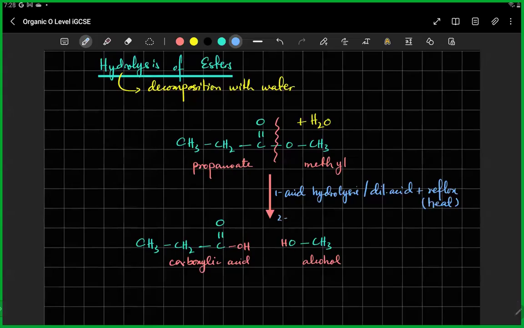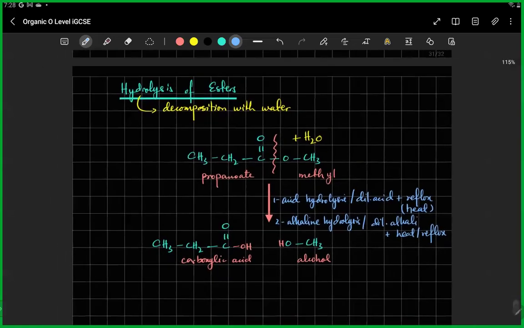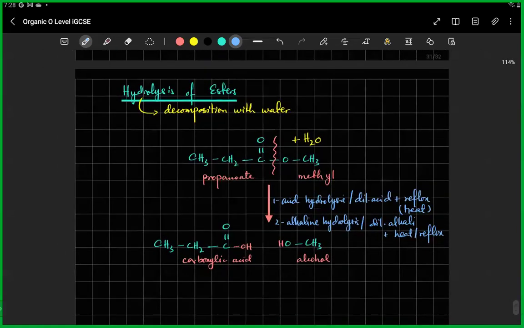और second जो है, you can also use alkaline hydrolysis like NaOH, ठीक है? तो उसमें क्या करना है? Dilute alkali plus heat या reflux, ठीक है? तो there are two types of hydrolysis: acid hydrolysis and alkaline hydrolysis.